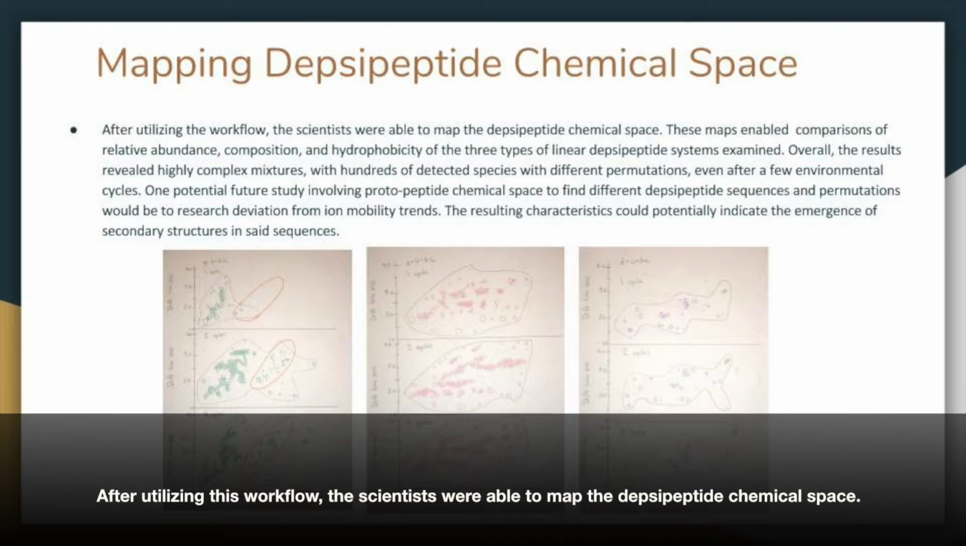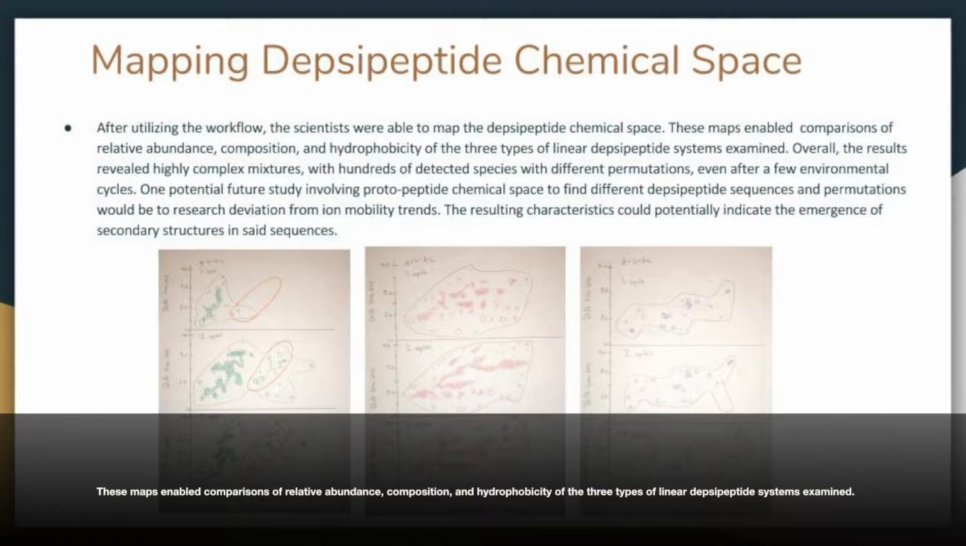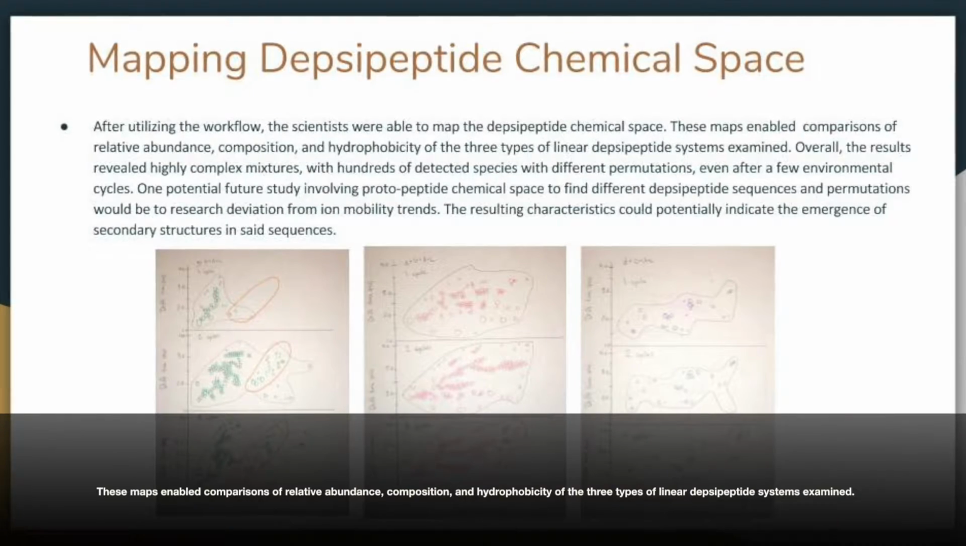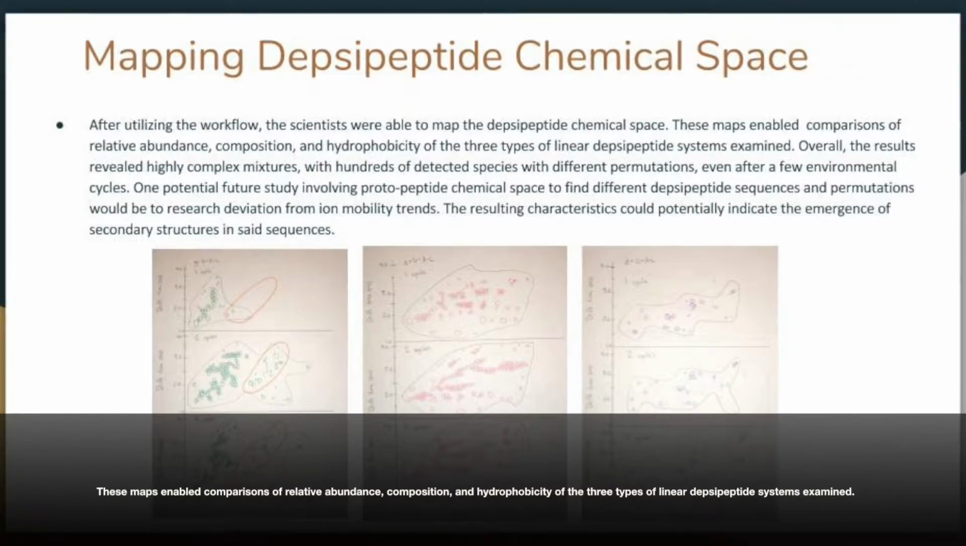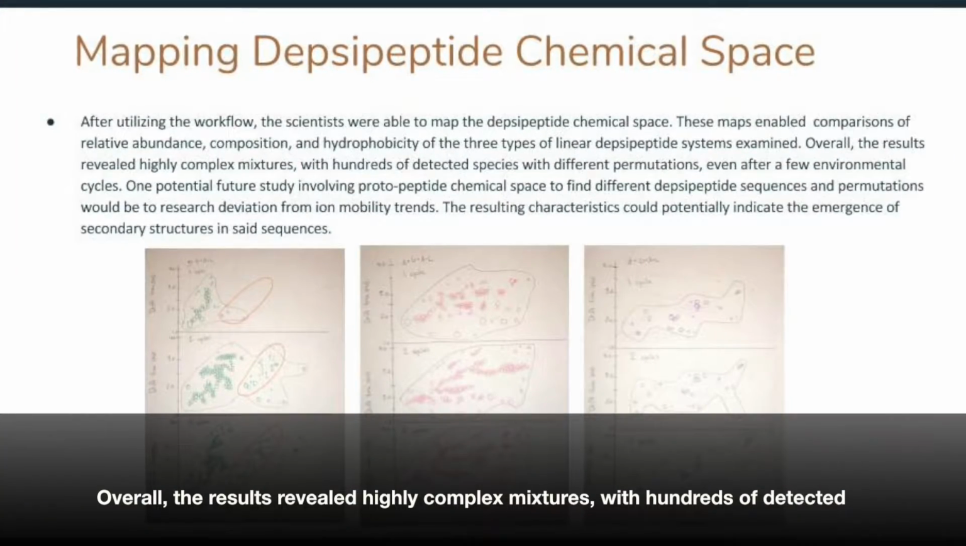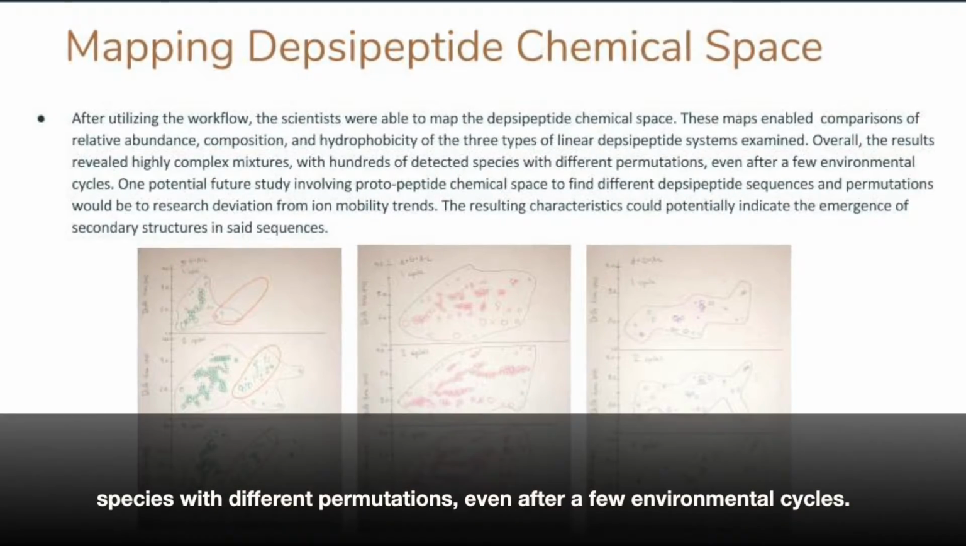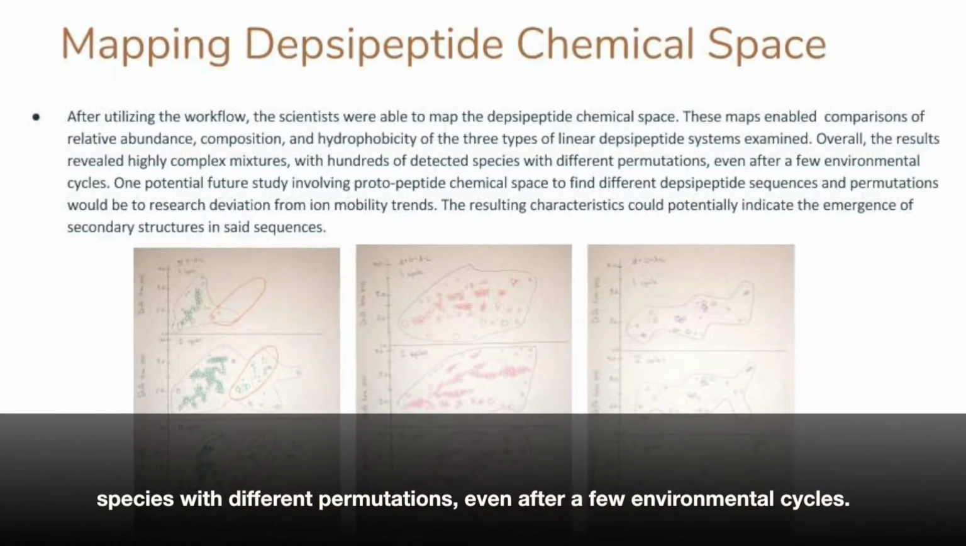After utilizing this workflow, the scientists were able to map the deoxypeptide chemical space. These maps enabled comparisons of relative abundance, composition, and hydrophobicity of the 3 types of linear deoxypeptide systems examined. Overall, the results revealed highly complex mixtures with hundreds of detected species with different permutations, even after a few environmental cycles.